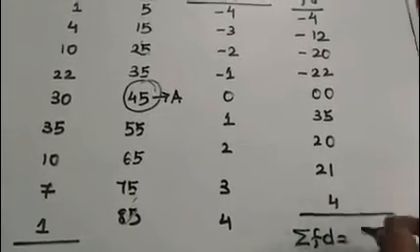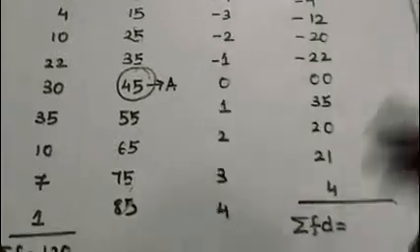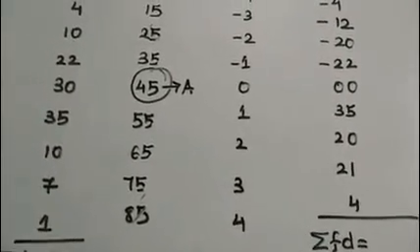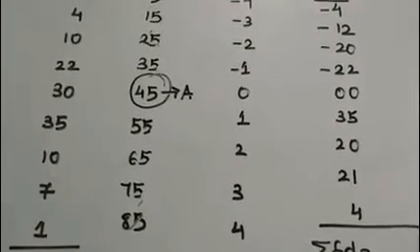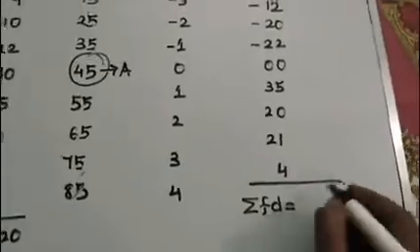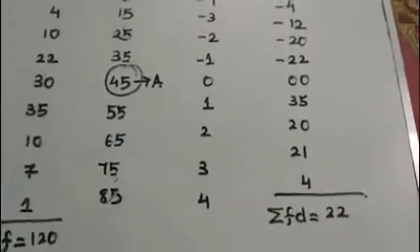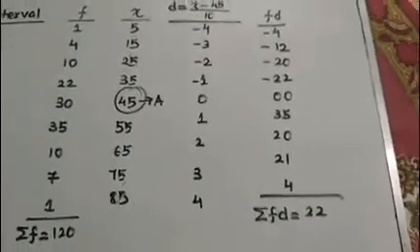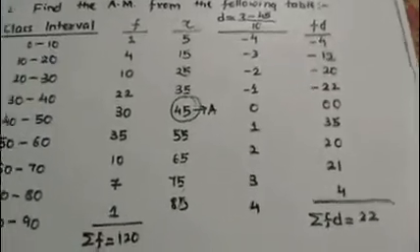So add the positive ones first, then subtract the negative ones. After doing that, we will get 22. So we got summation over FD as 22, and summation over F as 120.